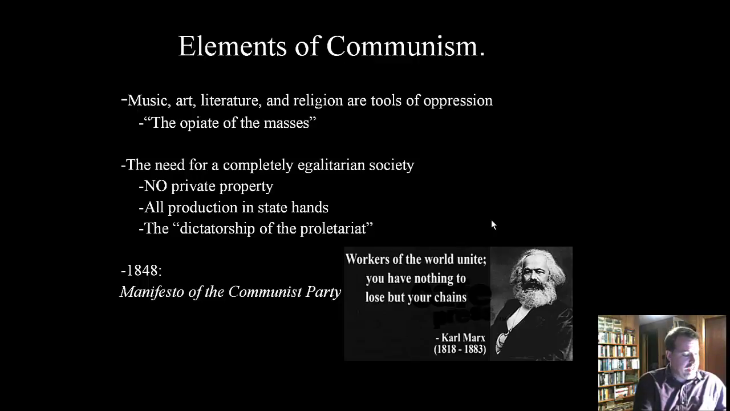Of course, in the beginning, this cannot be effected except by means of despotic inroads on the rights of property and on the conditions of bourgeois production, by means of measures, therefore, which appear economically insufficient and untenable, but which in the course of the movement outstrip themselves, necessitating further inroads upon the old social order and are unavoidable as measures of an entirely revolutionizing mode of production.